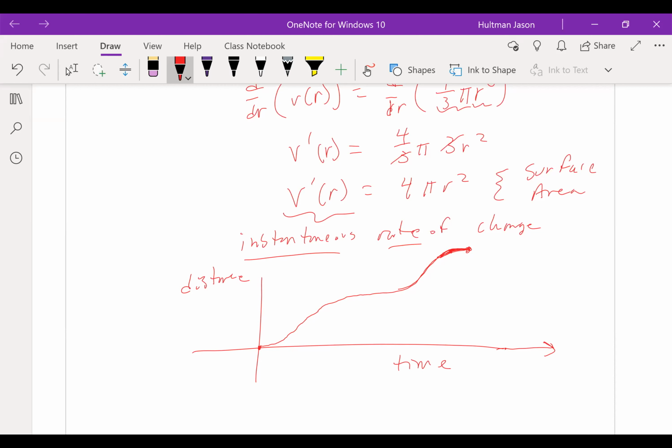How did it go from cubed to squared? We took the derivative. That's how. We subtracted a power when we took the derivative, because it wasn't the derivative before, and then it became the derivative when I did that 3r squared.